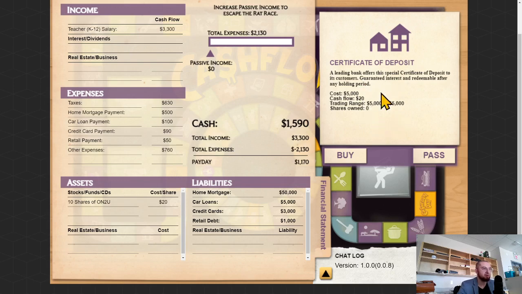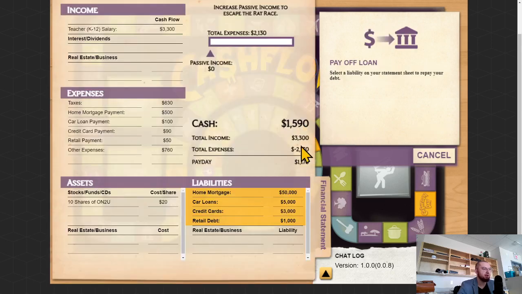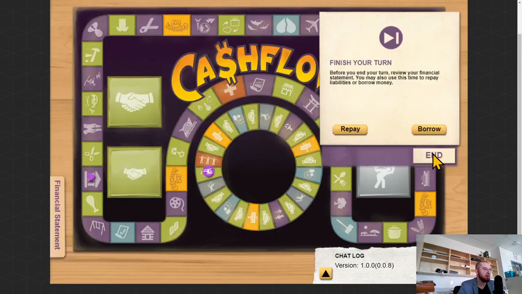So I don't know what these certificates of deposit are, but I don't have $5,000. So I don't want to take out a loan. I'll pass on that. You can also do this repay or borrow option, which has different functions. So if I want to repay, I got $1,500. I don't like this retail payment, $50 a month. Let's pay all of that off.